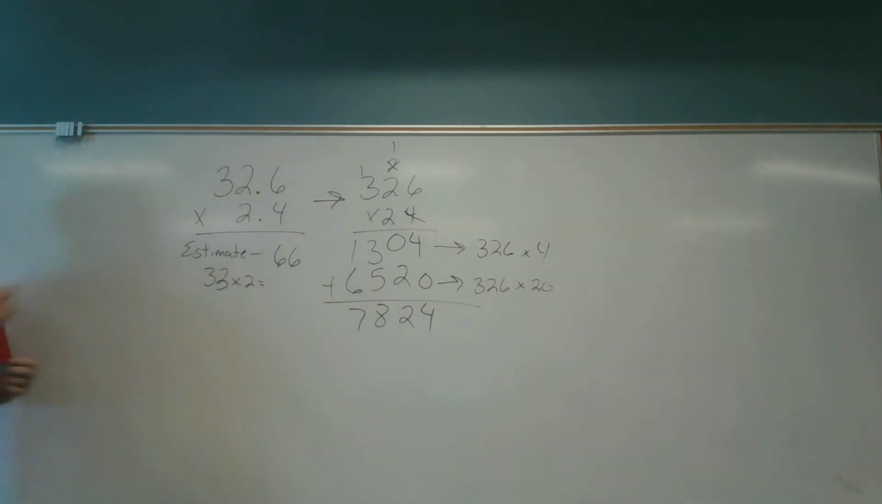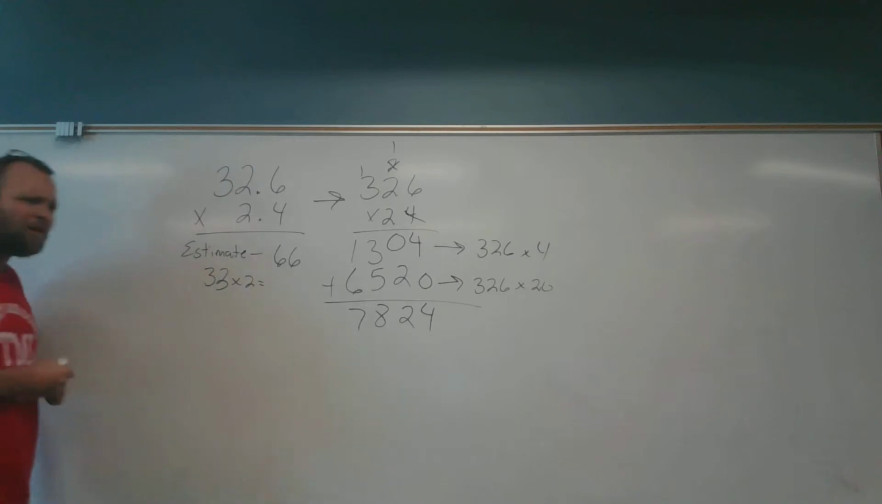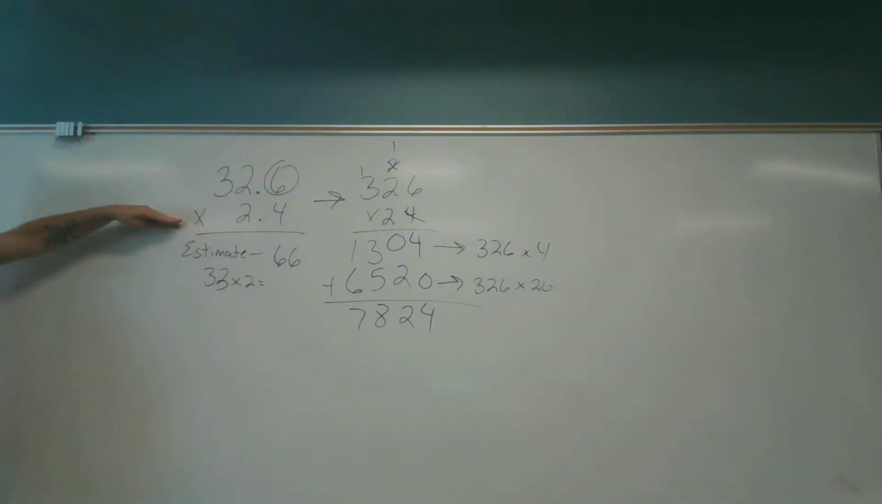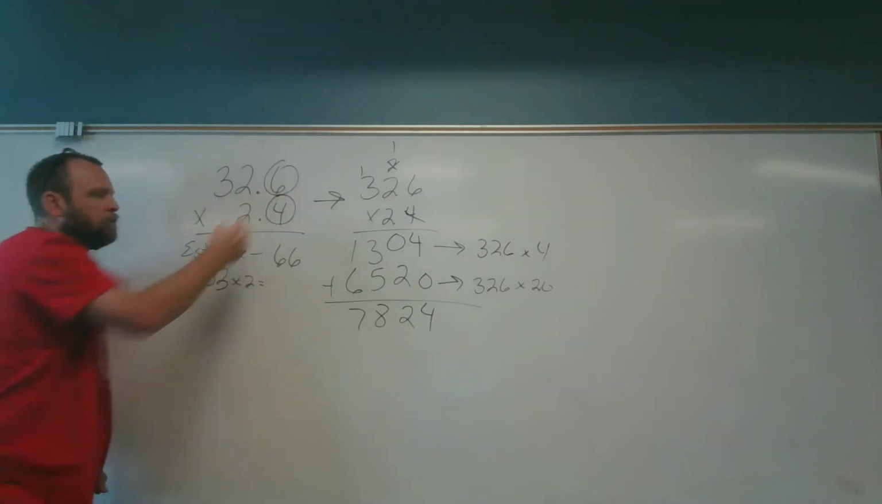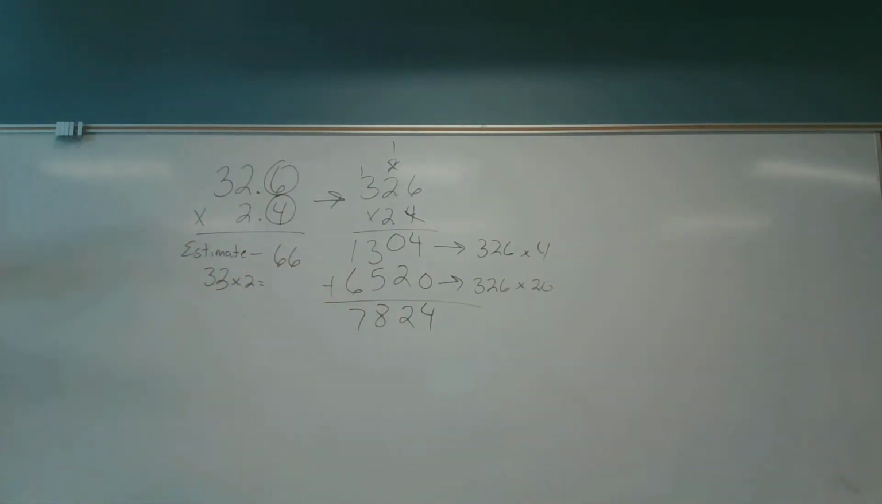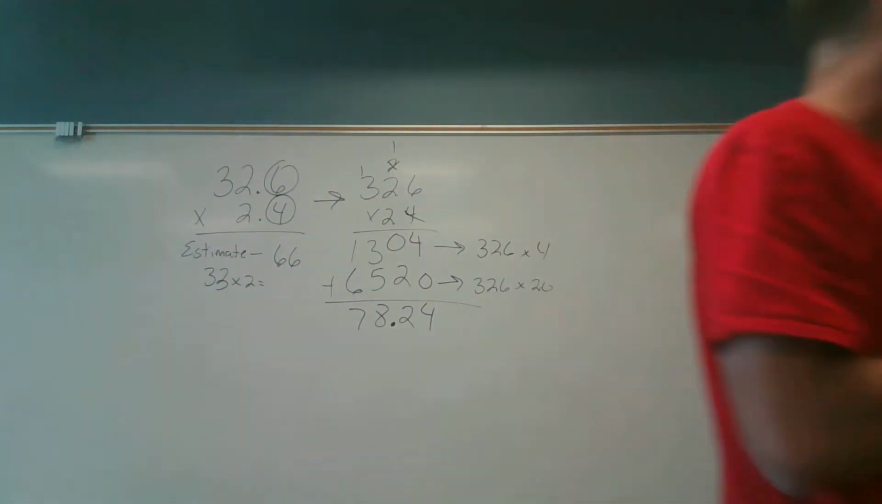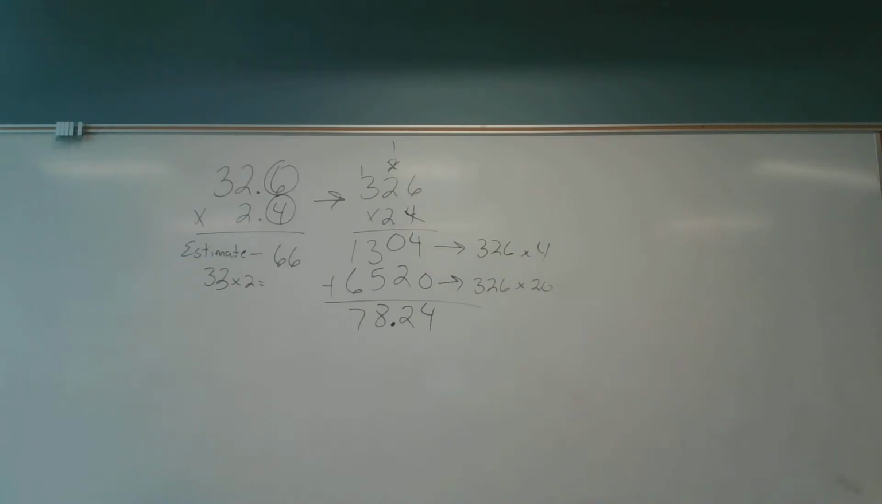Dylan, let's go back and look at our problem. How many numbers are behind the decimal point in this factor? 1. What about in this factor? 1. How many is that total, Dylan? 2. So if there are 2 numbers behind the decimal point in the problem, there must be 2 numbers behind the decimal point in the answer.